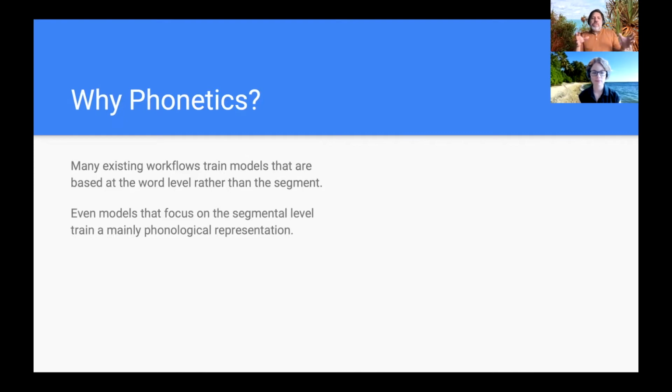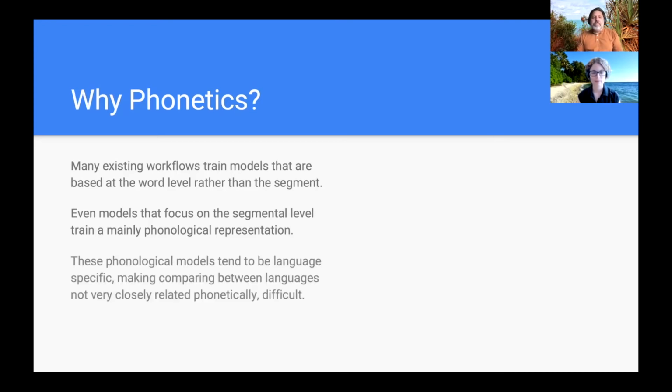Importantly, even models that do focus on this segmental level or segmental tier train mainly on a phonological representation. And largely, we are also using phonological models, but we're trying to bring in as much existing phonetic knowledge about the languages that we're looking at. And this makes the resulting model much more robust.